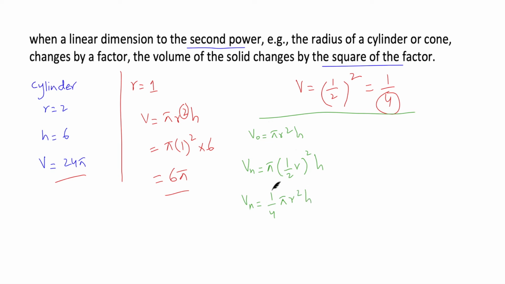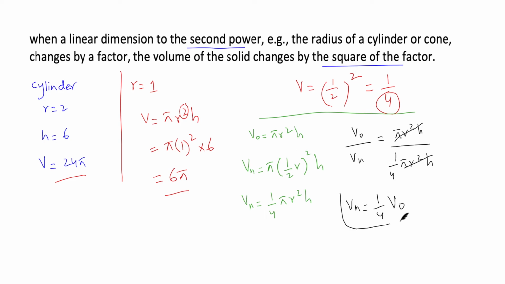You divide both these and you will find out the factor. Let me do the math for you. So we have V original over V new, that is pi r square h, the volume of the original figure, divided by the volume of the new cylinder, which is 1 over 4 pi r square h. This will cancel out and what do you get? You get volume of the new figure is basically 1 over 4 volume of the original figure. There you go.